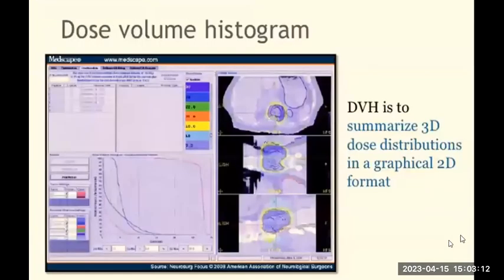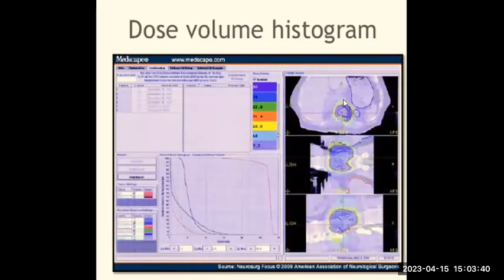This is called a dose volume histogram. We can't see the numbers here, which is not very clear. But you can understand that the color gives the dose distribution in a graphical 2D format. We have a tumor and the dose level has been given with color values, showing at what places what dose distribution is to be applied. That is what we call the histogram.